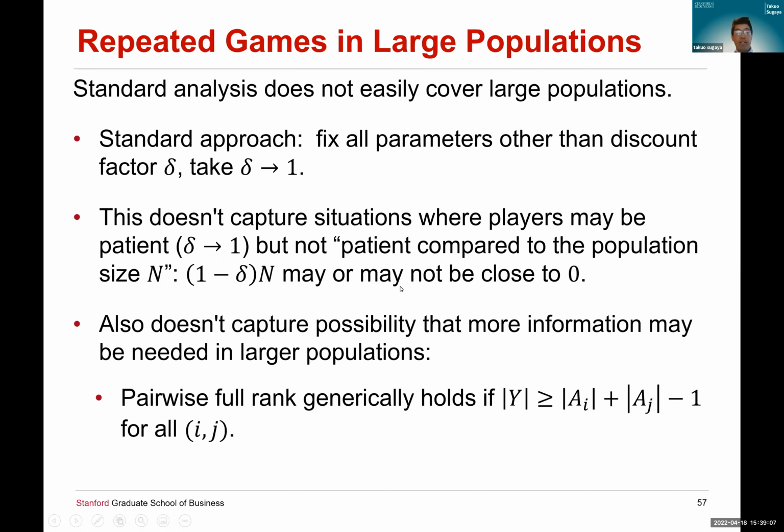Also, for the information requirement, we believe that more information is needed in larger population games, but pairwise full rank generically holds if the cardinality of signals is no less than the sum of the actions of two players minus one, for all players. So that means that as long as individual players' number of actions is uniformly bounded, we only need this many signals, and that requirement doesn't change even if n goes to infinity. So it's kind of hard to talk about the information requirement by just looking at the pairwise rule.